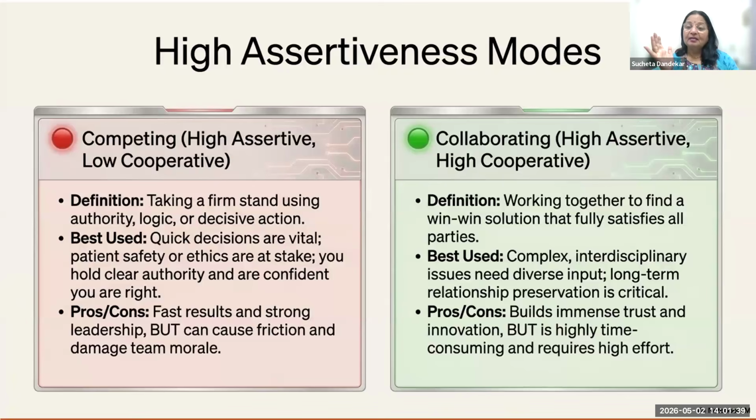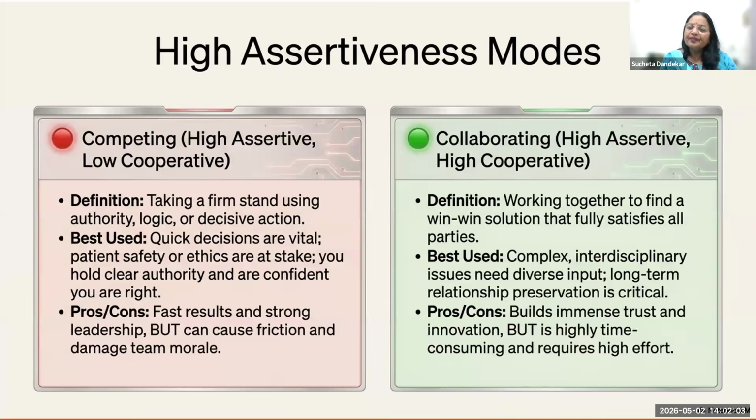The second part, collaborating, which is high assertive and high cooperative. What is the definition of this? Working together to find a win-win situation that fully satisfies all parties. I'm not talking about just two parties, a win-win situation for everyone who's involved.